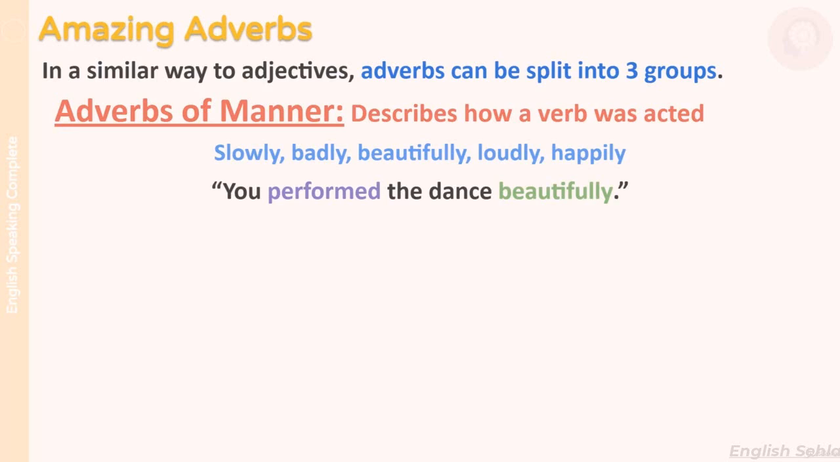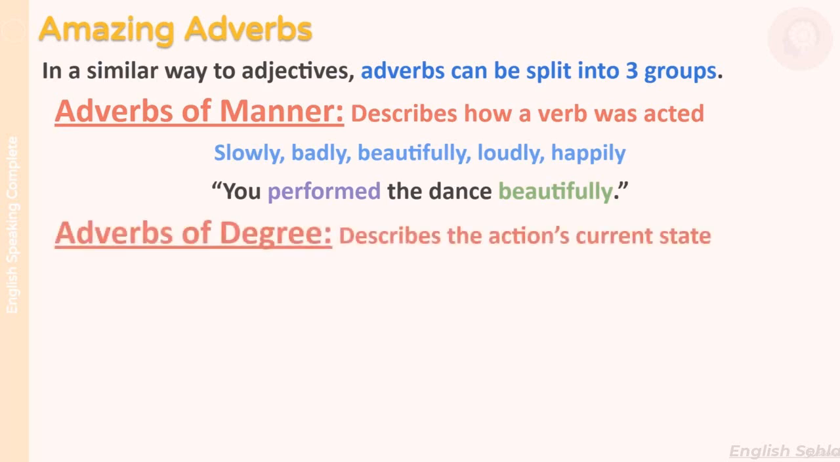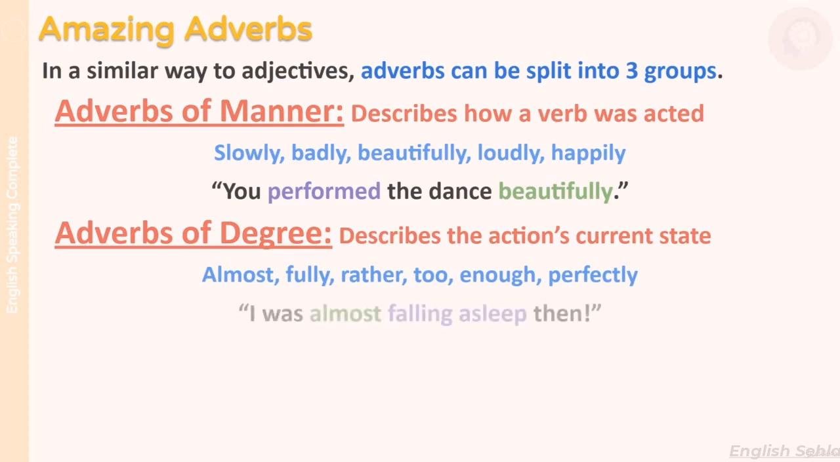Okay, so our next type of adverb is adverbs of degree. And this really describes the action's current state. This can be almost, fully, rather, too, enough, perfectly. I was almost falling asleep then. In green, we have our adverb almost, not quite, nearly.